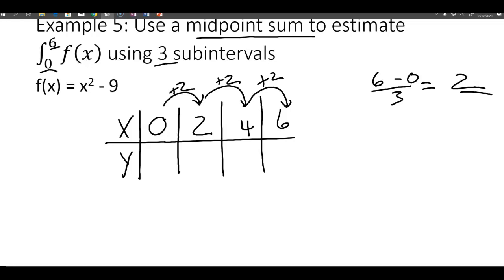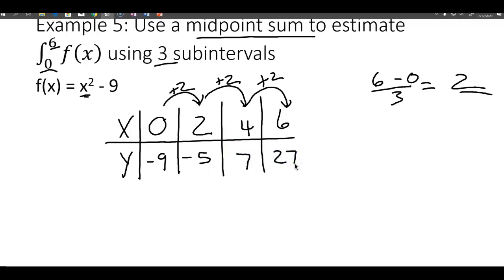Now, you might be really tempted to go through and find all the y values. You can, but you don't need to, and I'll show you why in a minute. But for now, I'm just going to follow the process blindly. If I plug in 0, I'm going to get negative 9. If I plug in 2, I'm going to get negative 5, and so on. 16 take away 9 is 7. 36 take away 9 would be 27. All right, so there it is.